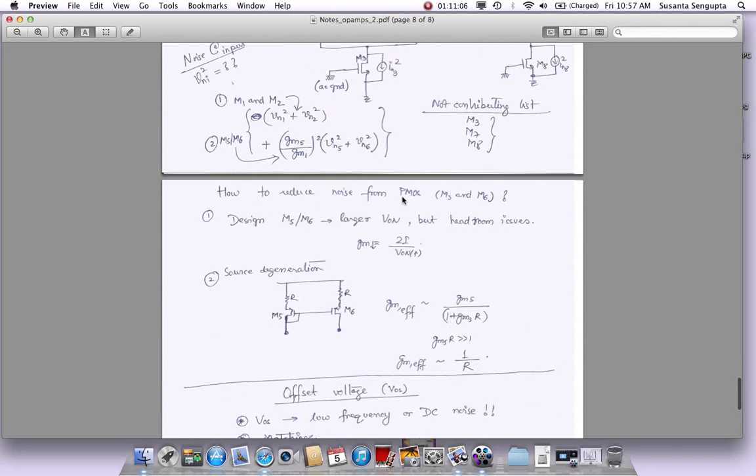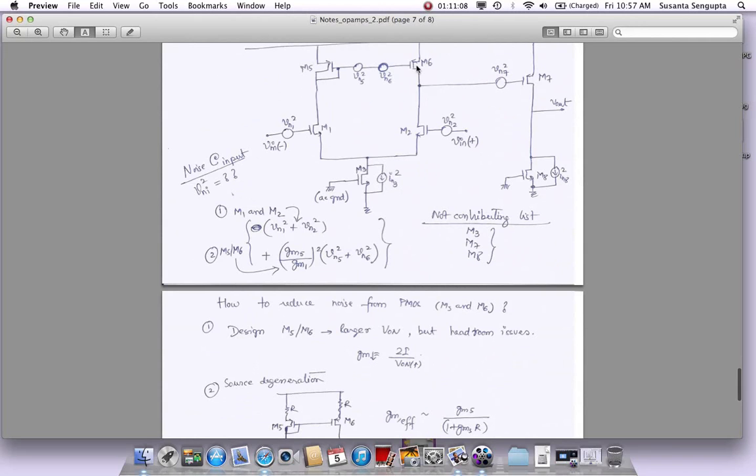Now, how to reduce noise: as I said, I want to make this GM lower. One way to make GM lower is, GM is 2 times I by Von. Try to make Von higher, that is VGS minus VT. If you design them with bigger VGS minus VTs for the same current, their GM will be lower.